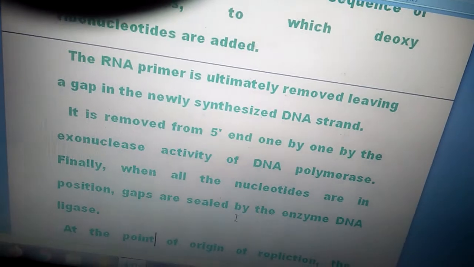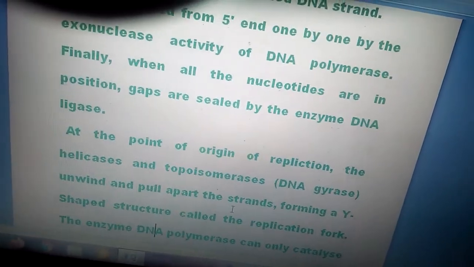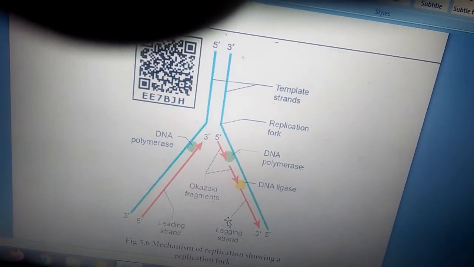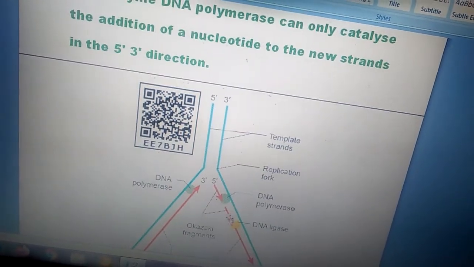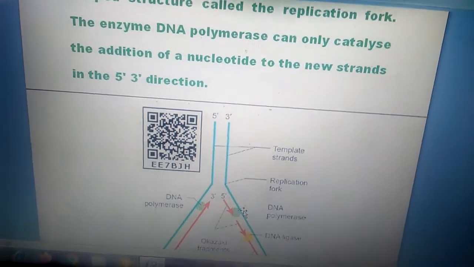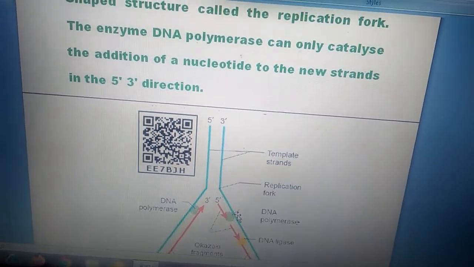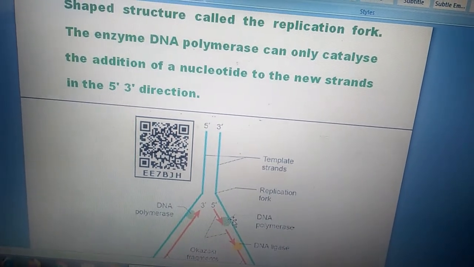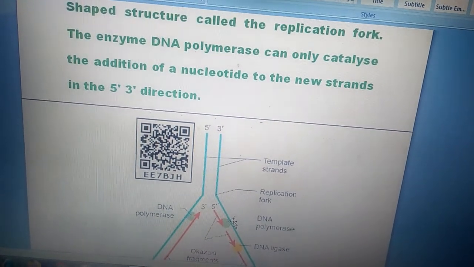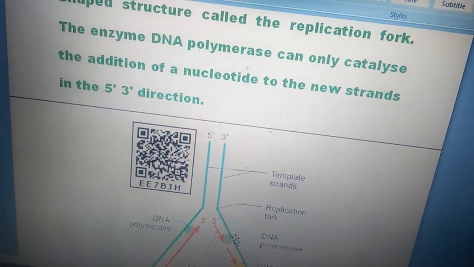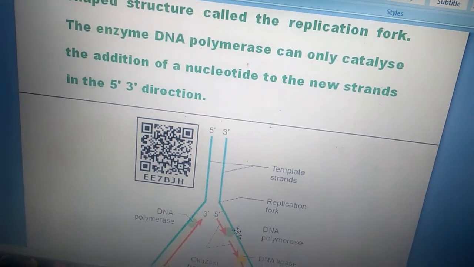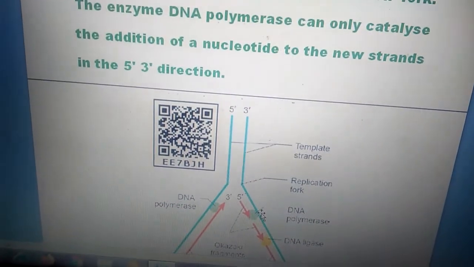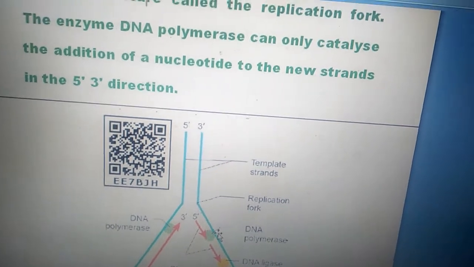At the point of origin of replication, the helicases and topoisomerases unwind and pull apart the strands, forming a Y-shaped structure called the replication fork. The enzyme DNA polymerase can only catalyze the addition of a nucleotide to the new strand in the 5' to 3' direction.